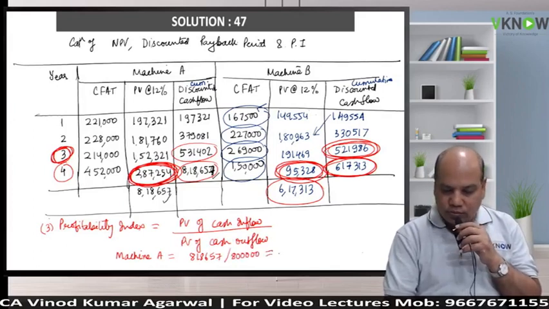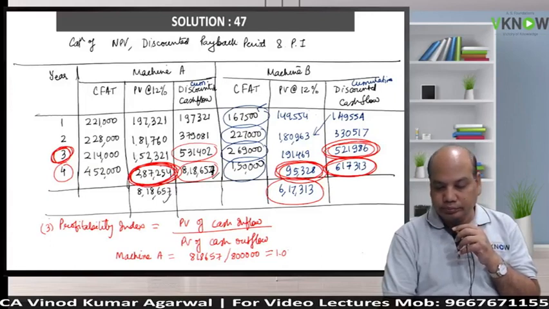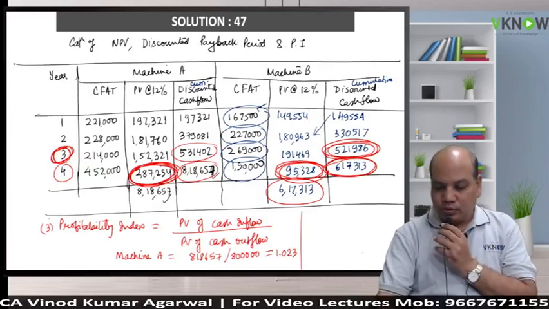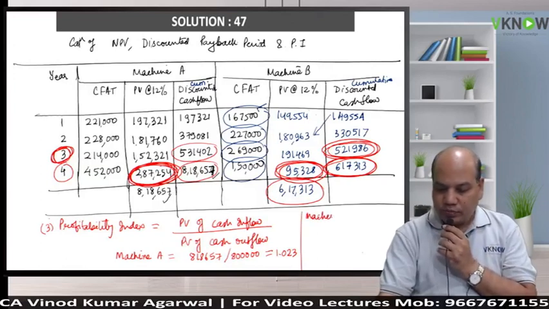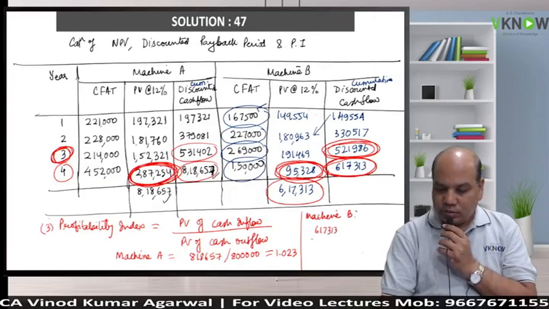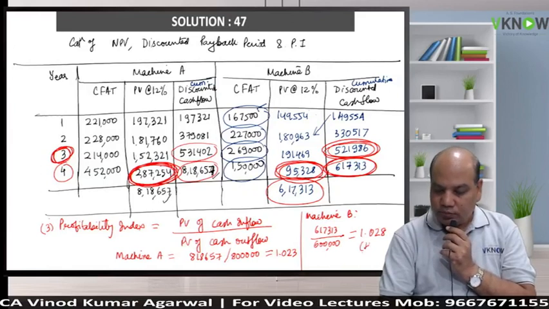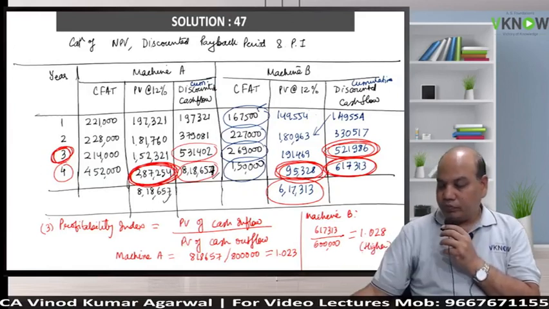Sir, 1.02332. 1.023. Okay, 1.023. Below that write machine B. Sir, it is 6,17,000, so you will write 6,17,313 divided by 6 lakh, which is 1.028. This is higher, so machine B, according to the note.